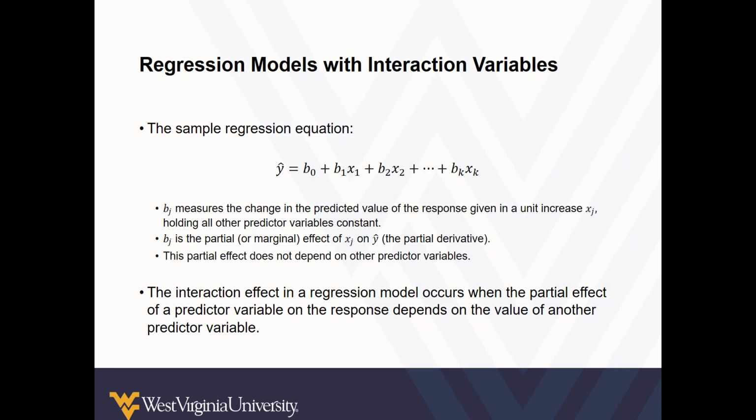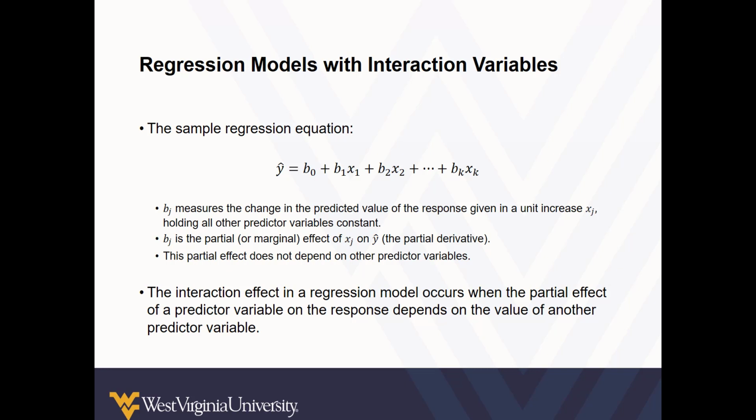So if you recall, our sample regression equation is y hat is equal to b naught plus b1 times x1 plus b2 times x2 and so forth. That's our multiple sample regression equation, where b sub j measures the change in the predicted value of the response given a 1 unit increase in xj, holding all other predictor variables constant.